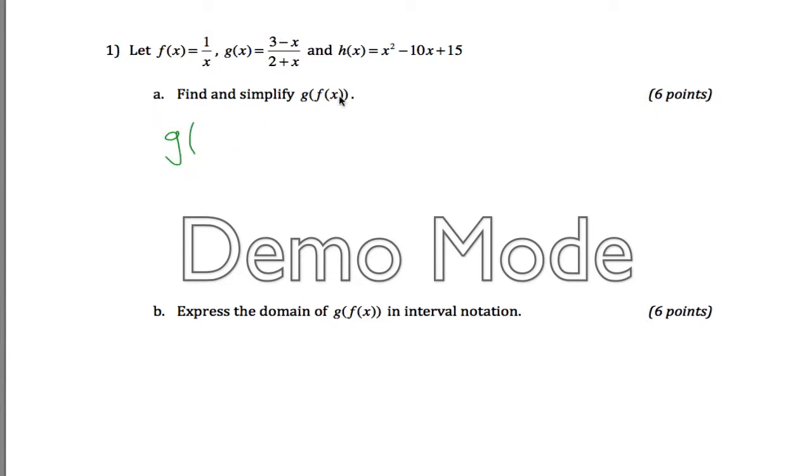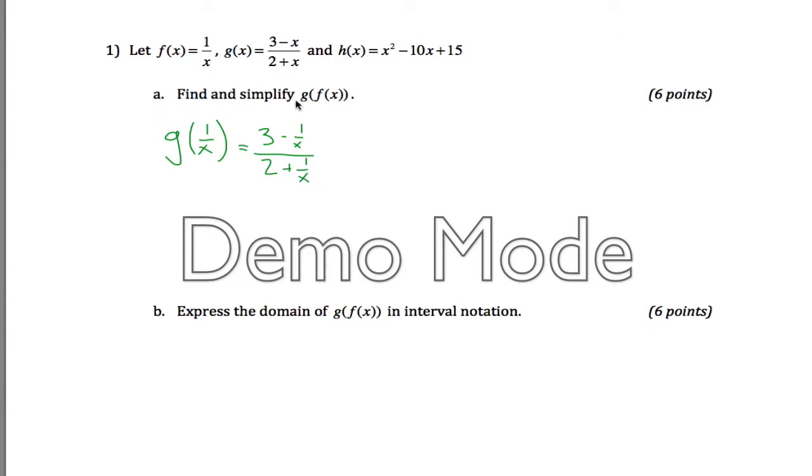The way I figure out what g of f of x is, I replace the innermost function f of x with what f of x is. f of x in this case is 1 over x. And then I can evaluate that. I know what g of x is, so to figure out what g of 1 over x is, I look up here at g of x, and I replace all the x's with 1 over x, which gives me something like that.